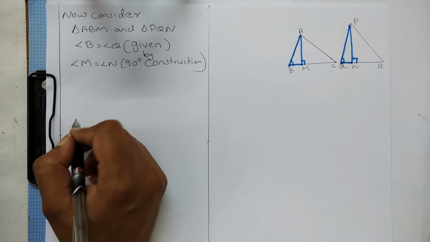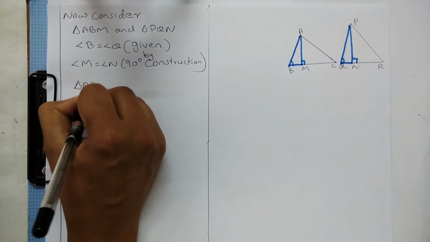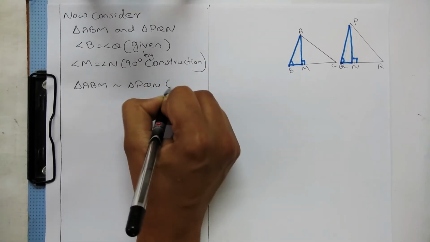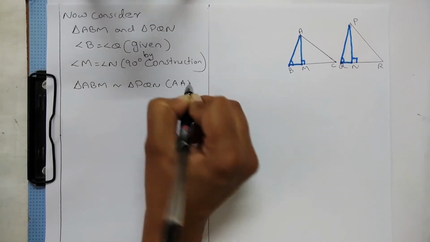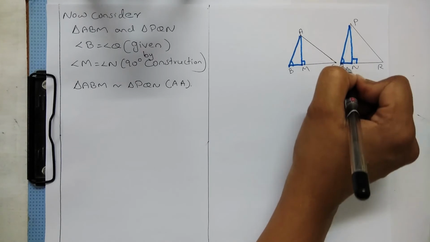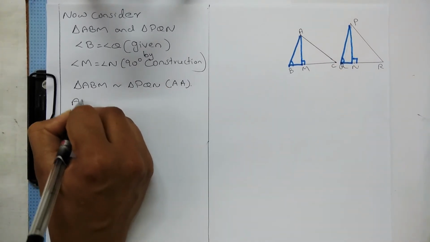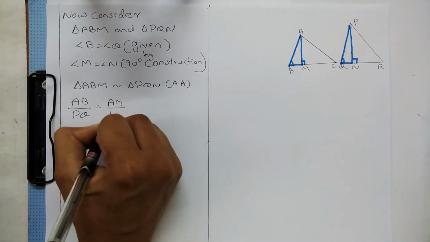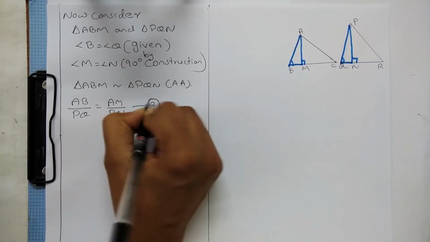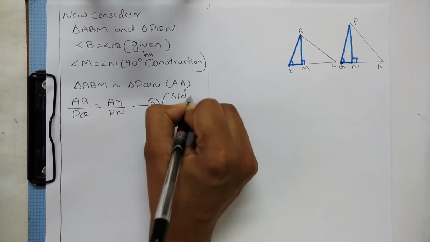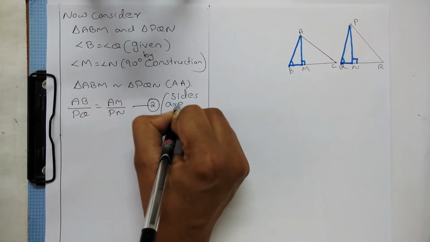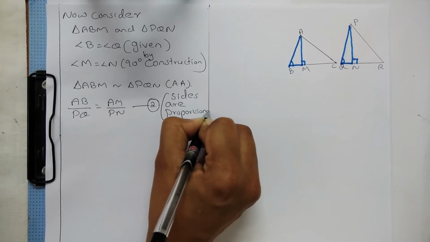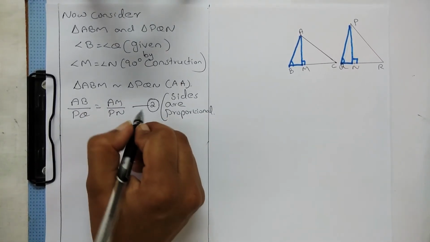Okay. Now, triangle ABM is similar to triangle PQN by AA similarity criterion. If they are similar, their corresponding sides will be proportional, right? So you will get AB by PQ is equal to AM by PN. This is equation number 2. The reason: sides are proportional.